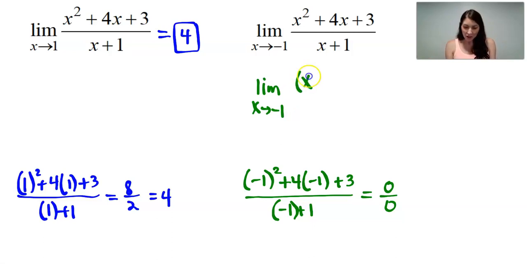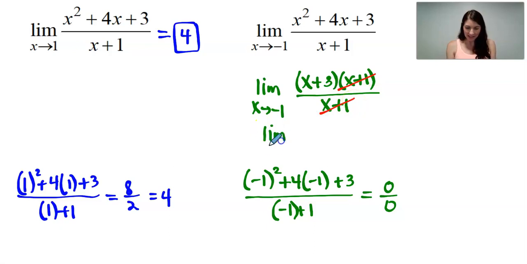So the numerator would factor into x plus 3 times x plus 1. And if you need help with how to factor, click here so that you can watch this video to remind yourself of how to factor a quadratic. The denominator is x plus 1, and as you can see, there is a common factor to the numerator and denominator that can be canceled out. So this problem simplifies to the limit as x approaches -1 of x plus 3.